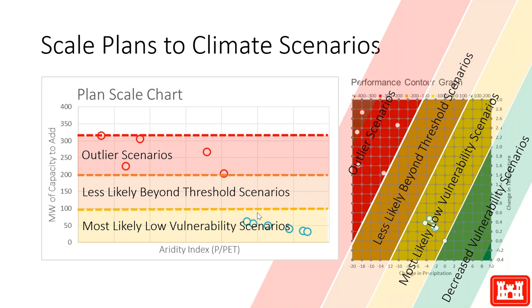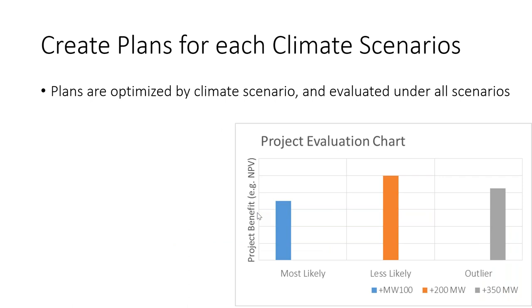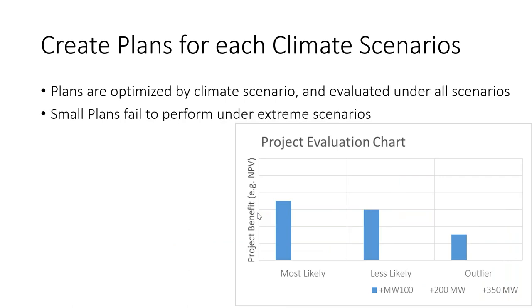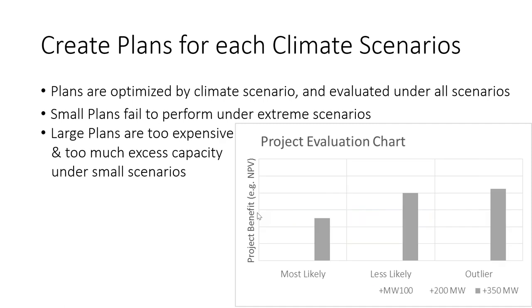Generally speaking, what's going to happen is that the plans which are optimized for our smaller or less stressful set of scenarios are going to be ineffective under more extreme scenarios. And our really big plans, which are the ones that are optimized for conditions like the red outlier set of scenarios, are going to be too expensive to be practical under a less extreme set of scenarios.